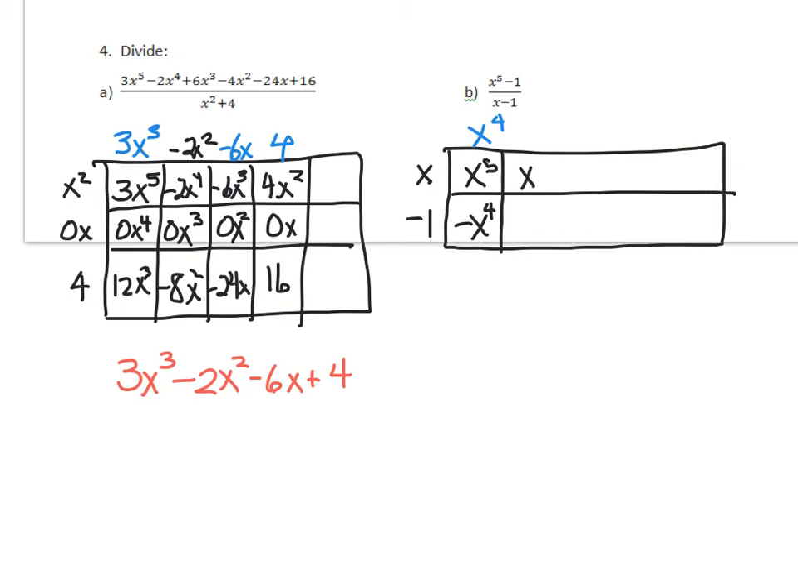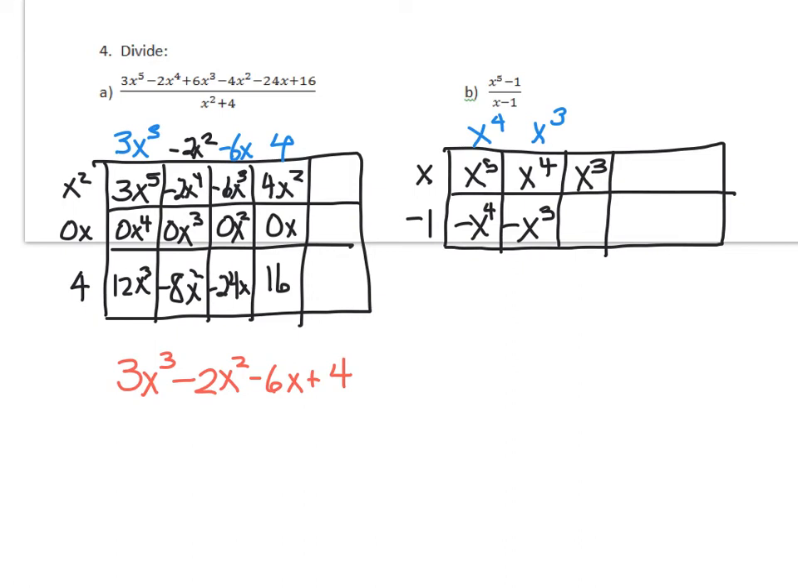What do I have to add on? Positive x to the fourth. What do I have to multiply by x to get x to the fourth? X to the third. X to the third times x is x to the fourth. X to the third times negative 1 is negative x to the third. Again, when I check back with my original problem, I see there's no x to the third in my dividend. So this diagonal is going to have to add to 0x to the third. So this next column has to start with an x to the third so that the diagonal is 0x to the third.